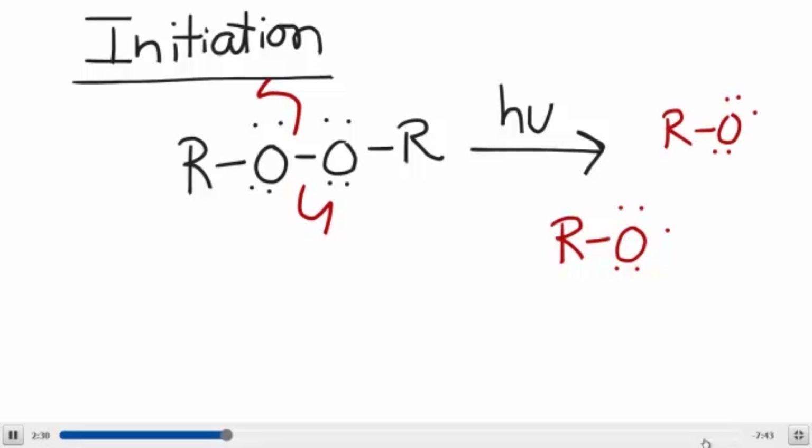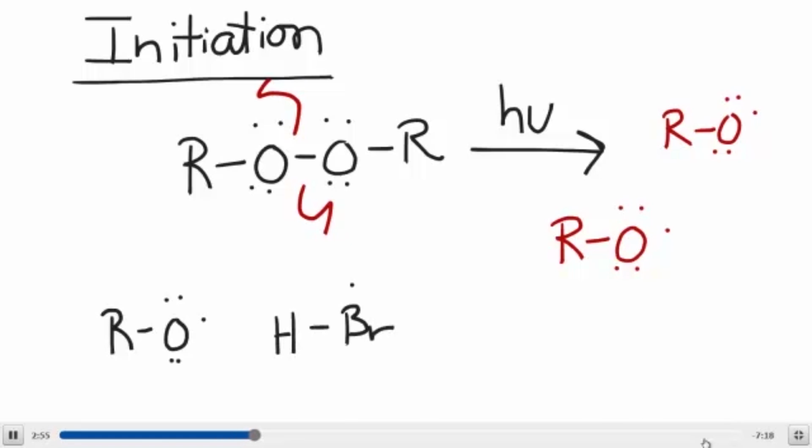Now, oxygen, like any other normal nonmetal, likes to have an octet of electrons. And right now it has 7. So they could choose to come right back together, which is an option, but that's not productive, or they could do something else. And what they're going to do in the second step of this initiation reaction is react with the HBr that is in the solution.